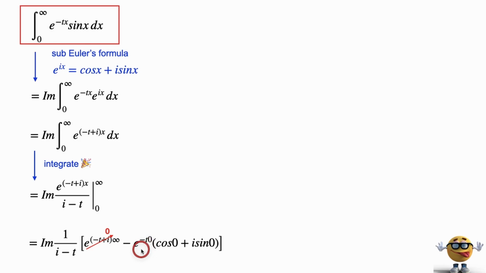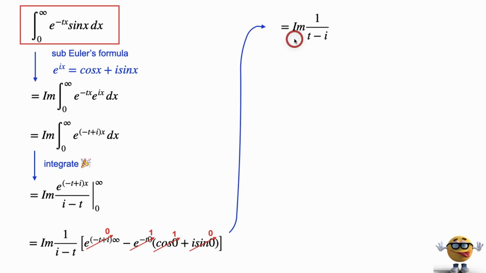And if we plug in 0, this is 1, right? Cos of 0 is 1, and sine of 0 is 0. So this whole thing becomes negative 1, okay? So that's not too bad. Imaginary part of i divided by t minus i. Now here I have i minus t, but see there's a negative here, so I brought this negative into the denominator to make it t minus i.